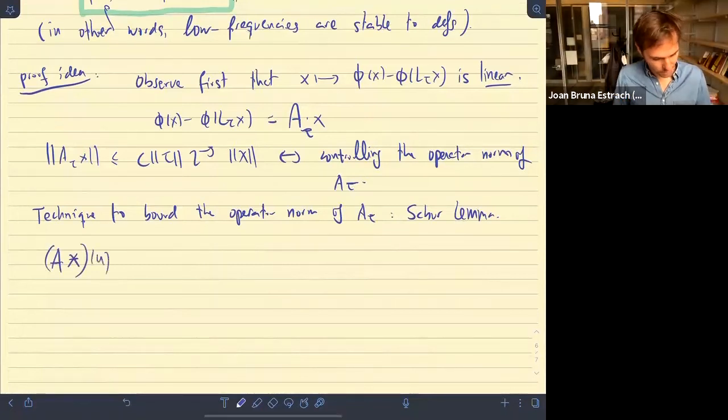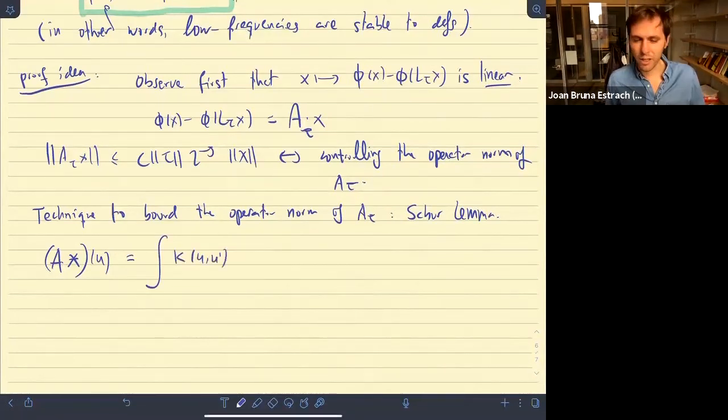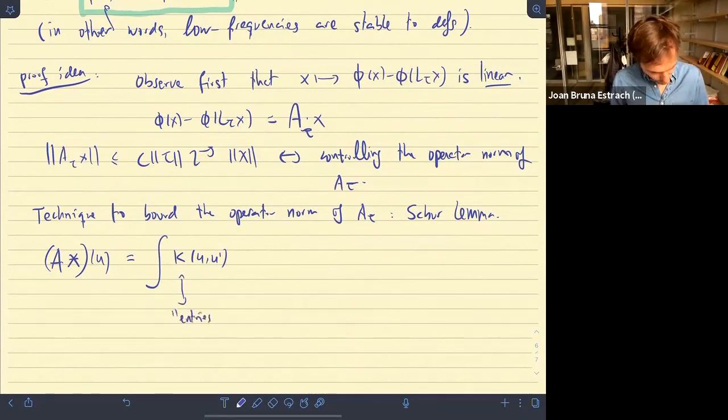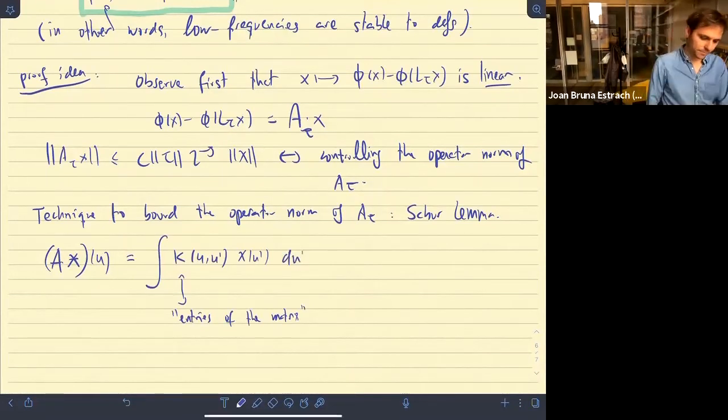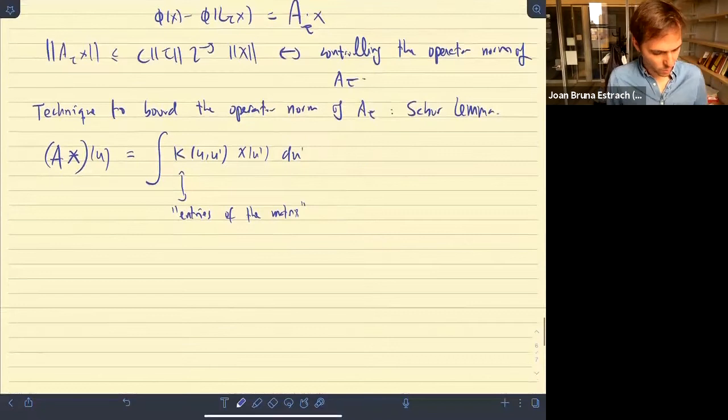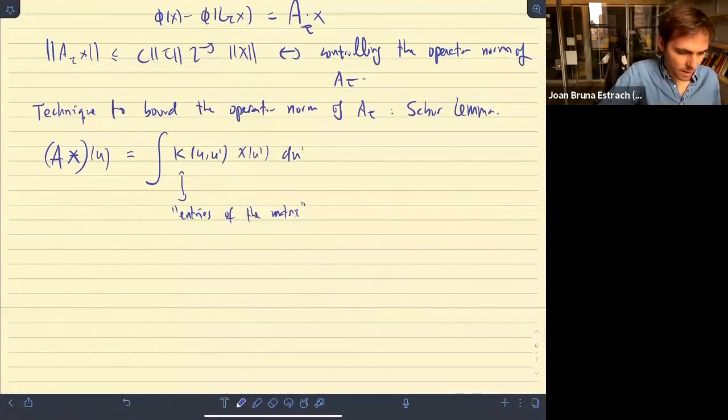if we look at what happens at coordinate u, because it's a linear operator, we can write it in terms of what's called a kernel. These are kind of like the entries, if you write a matrix in terms of its entries. So we need to compute what are the entries of this matrix.